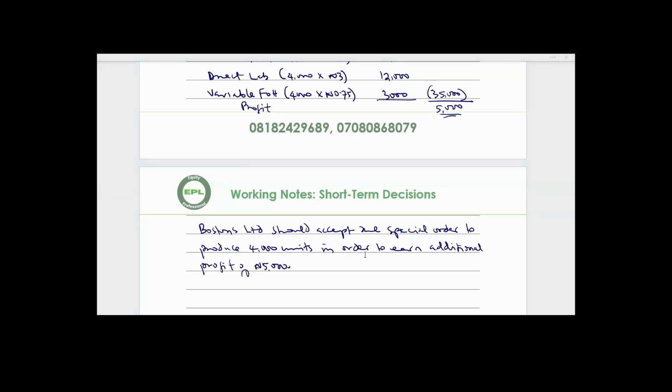Yes, before we move to requirement number 2, do you have any question on our solution so far on this question? Any concern? If none, let's move on.